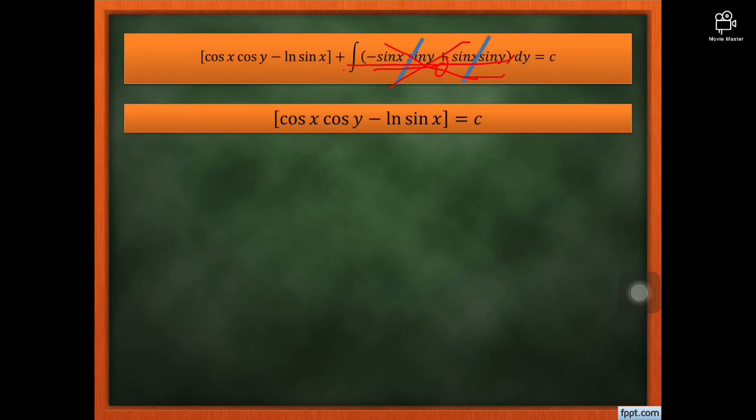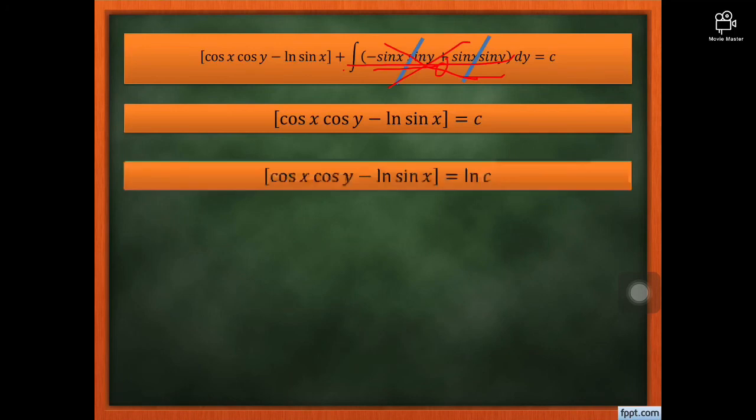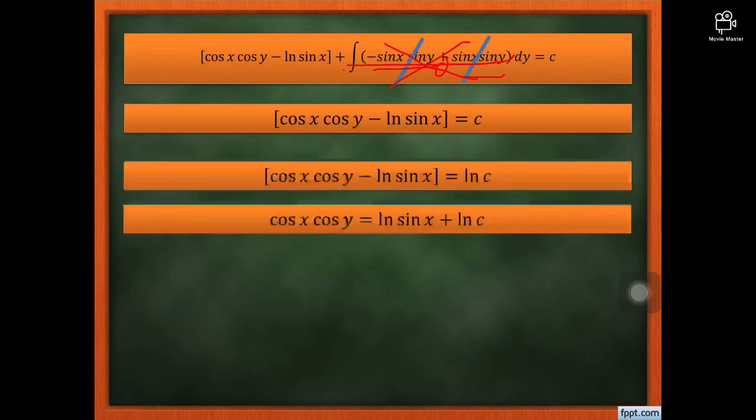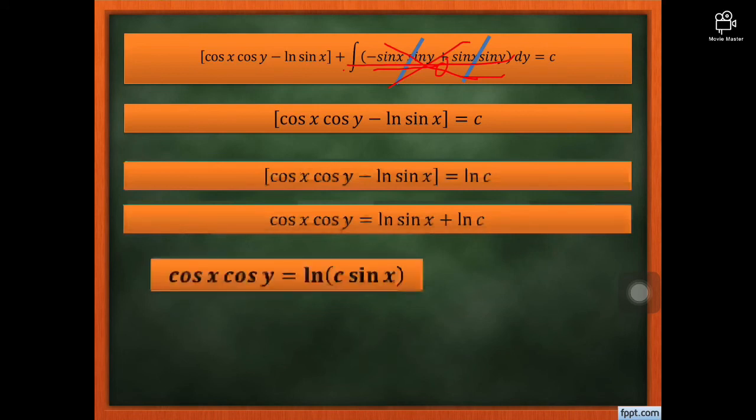But to simplify the equation more, we can say that our c can be ln c, and then applying the properties of the logarithm, we can have ln sine x plus ln c. And from the properties of logarithm, that is also equal to ln c sine x. So the general solution is sine x cosine y is equal to ln c sine x.